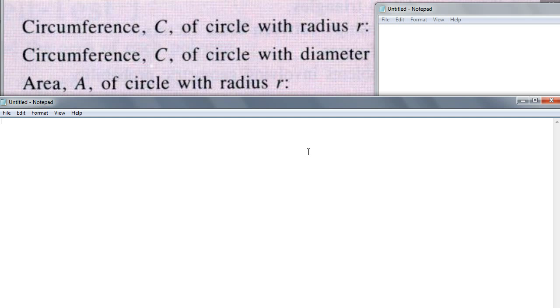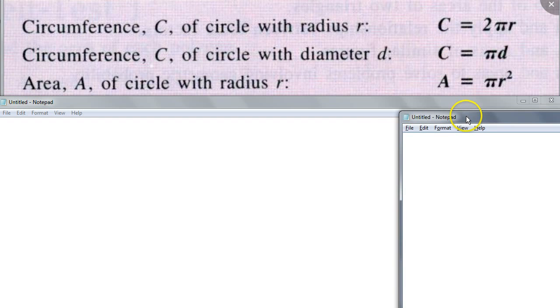How about Nicole? Do you remember? Pi times r squared. Are you sure? That's the area. Just kidding. So that's the area, and then the circumference is 2 pi r. Yeah, that's the circumference.